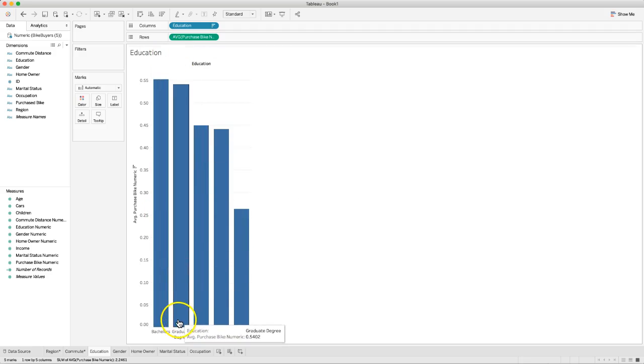I can just look at this and say, okay, look, the lowest is partial high school. So people with low education are buying fewer bikes. Then when high school is completed, they buy more. Partial college doesn't seem to be much of a difference between those. And then bachelor's is the most, and it goes down slightly for graduate degrees.